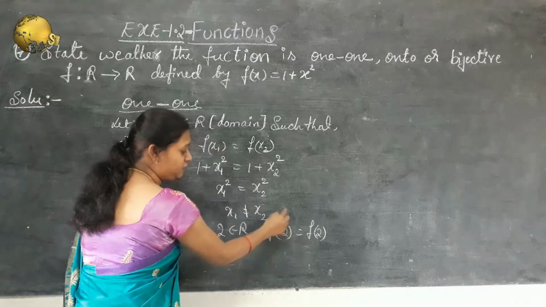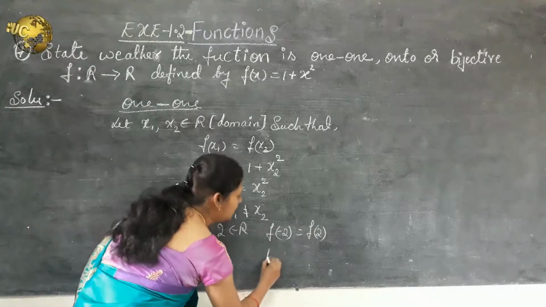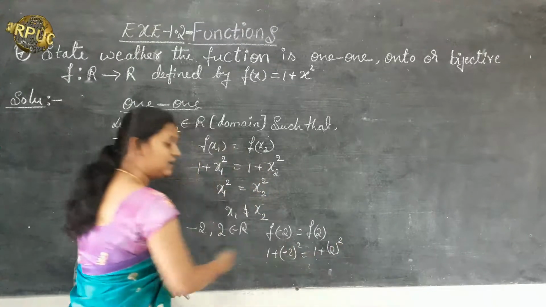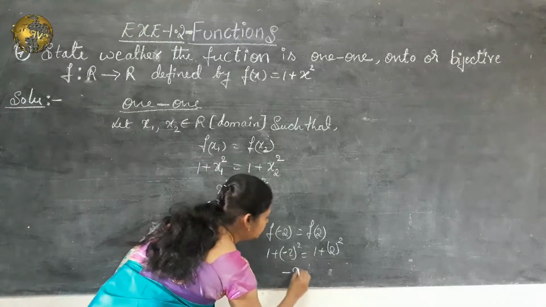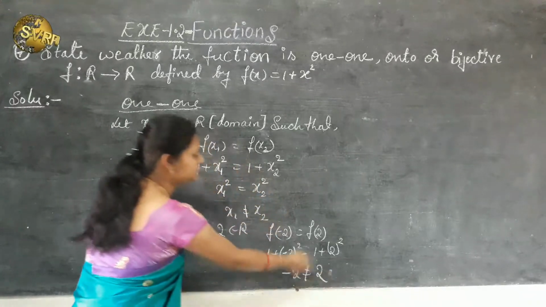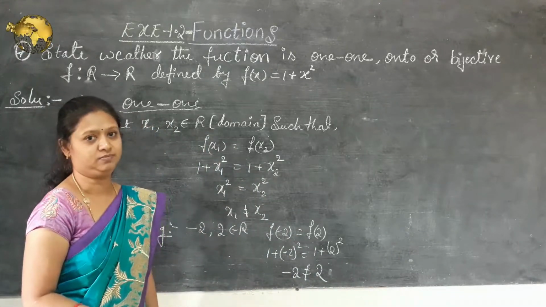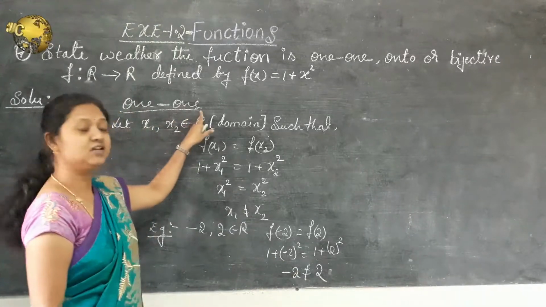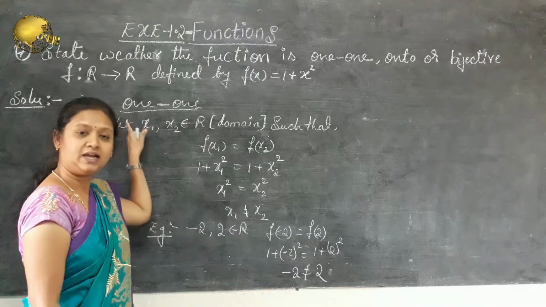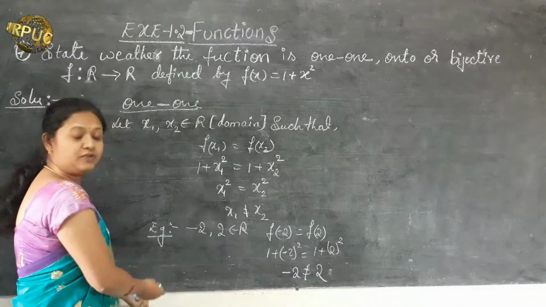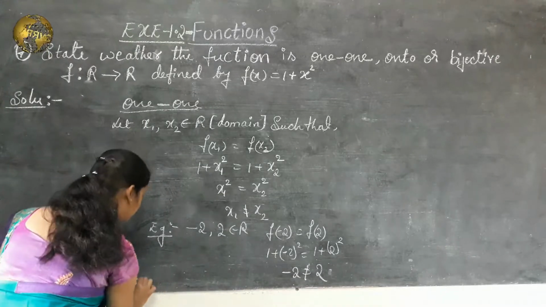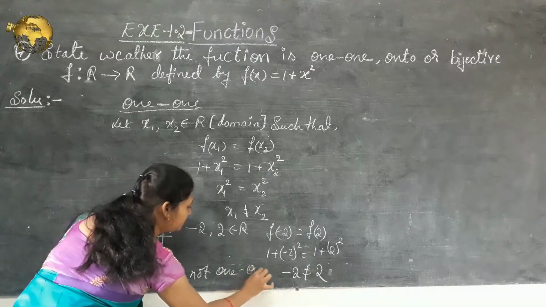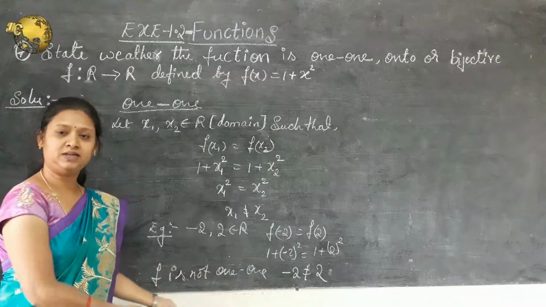So I have written here f of minus 2 is equal to f of 2, that is 1 plus minus 2 whole square is equal to 1 plus 2 square. The function values will be equal, but the elements are not equal. That means minus 2 and plus 2 have the same image, but the elements are different. So it violates the rules of a one-one function. So the given function is not one-one. I conclude, therefore, f is not one-one. When it does not obey, we should give an example.